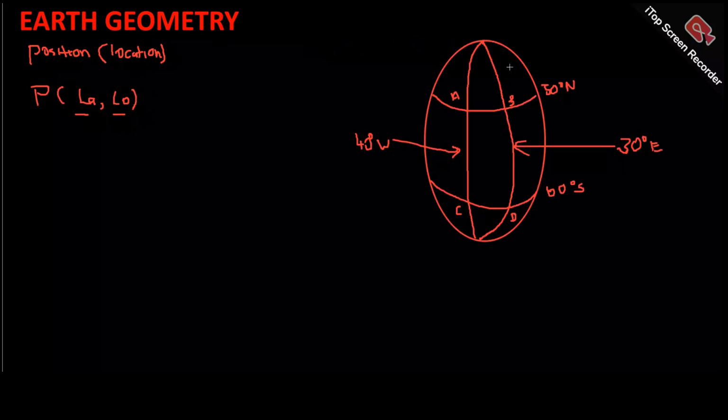For better understanding, I've drawn the earth. Imagine they ask you, what is the position of A? In this case, the position of A will be given by latitude, then a comma, then longitude. So what is the latitude passing through point A?